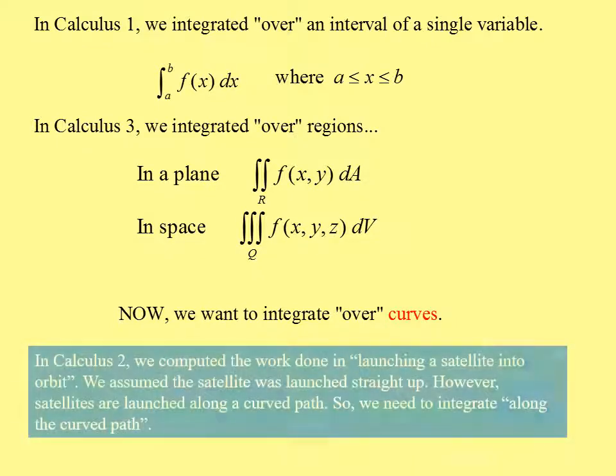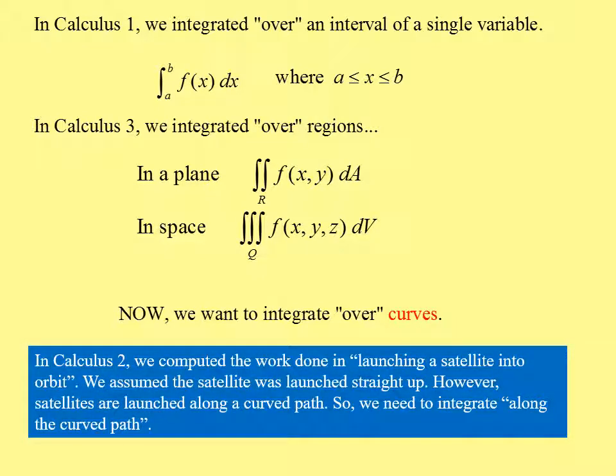For example, in Calculus 1, we computed the work done in launching a satellite into orbit. Well, we integrated that simply along the straight line. However, satellites aren't actually launched along straight lines, but along curves. So we actually should be integrating along the curve.